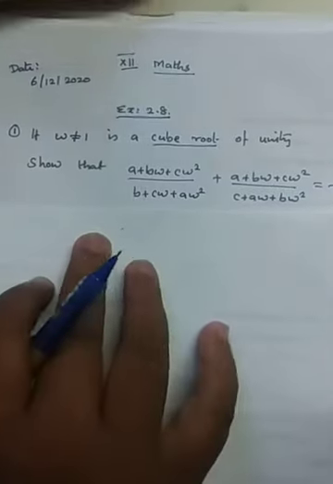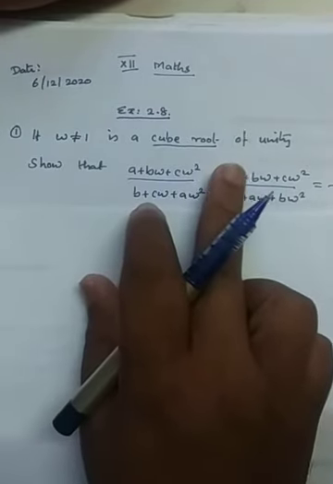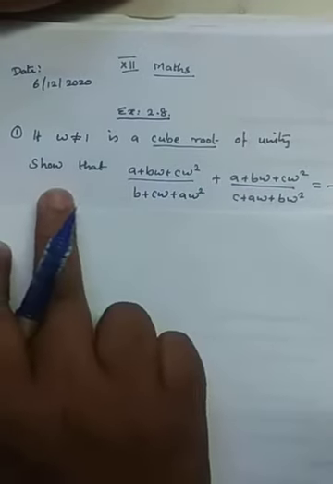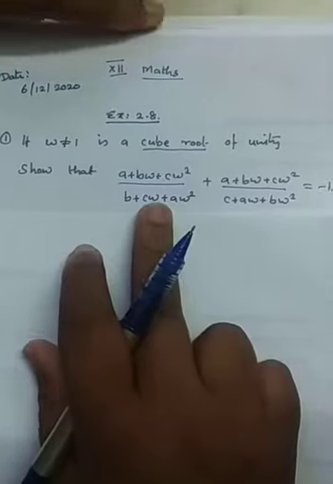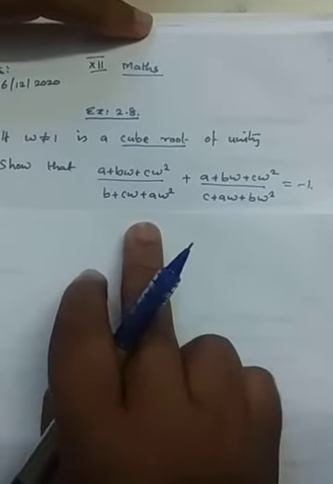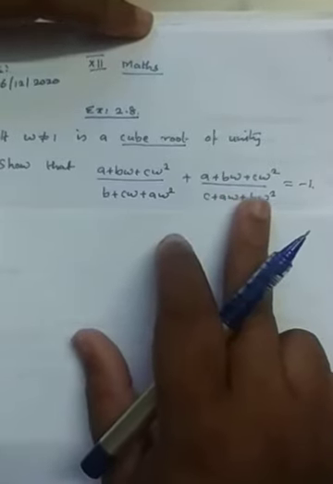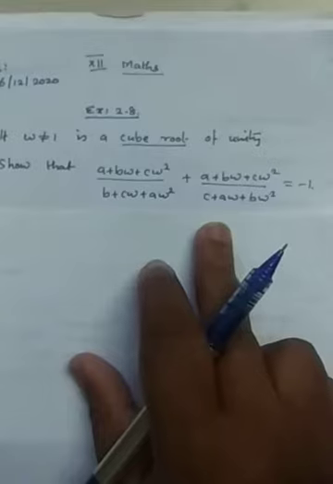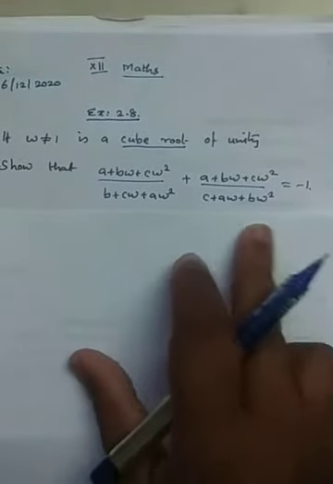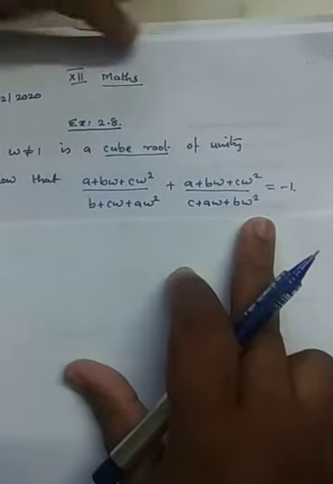It's very interesting. If omega not equal to 1 is a cube root of unity, show that (a + bω + cω²)/(b + cω + aω²) + (a + bω + cω²)/(c + aω + bω²) is equal to -1. This we need to prove.